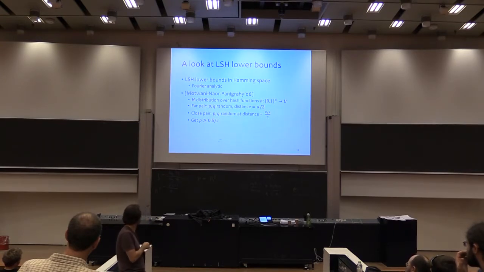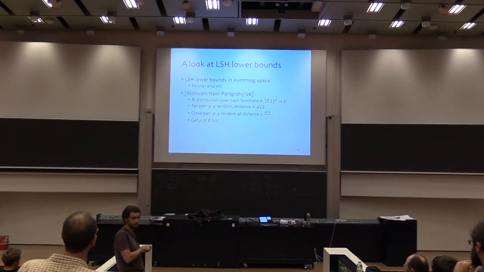So the first paper essentially said, okay, assume any distribution H over hash functions in Euclidean space, and the hard distribution will generate a hard pair P and Q, which are random, and in Hamming space it will be roughly at distance d over 2. The close pair will be P and Q random at distance d over 2 divided by c. Right? So we plant a query around a random point from the data set at distance d over 2 divided by c, so that we actually have exactly this ratio of c. And for this distribution, they proved that rho has to be at least half divided by c.